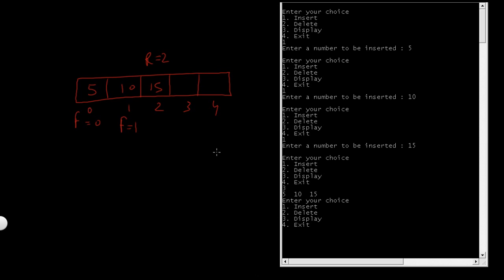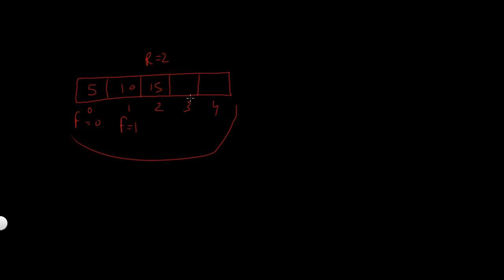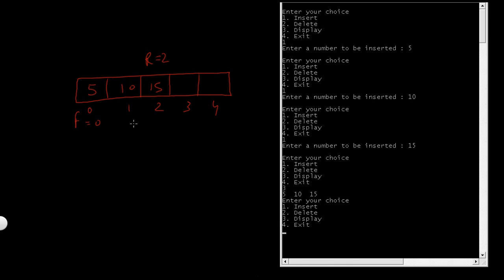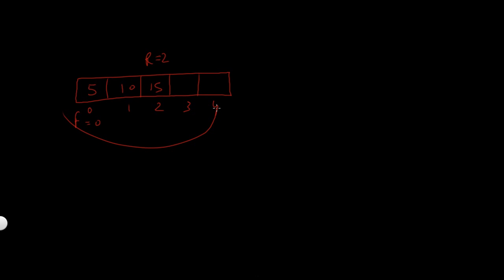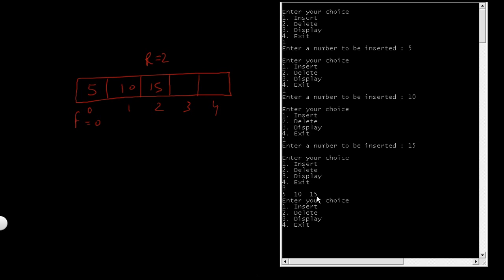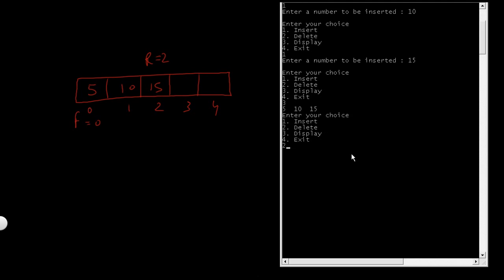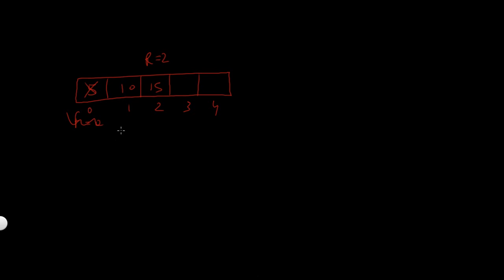So I inserted 3 elements into the queue, 5, 10 and 15, and this is the state of the queue right now. Now let me delete some elements from this queue. So 2 means delete, 5 has been deleted, the value of front right now is equal to 1.